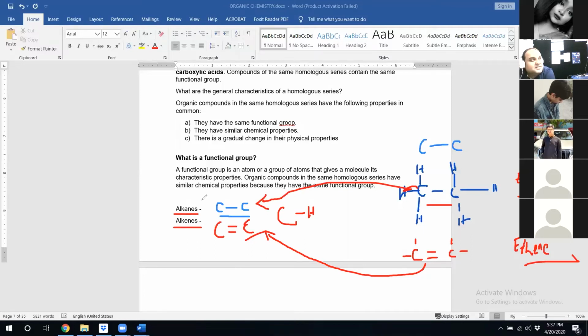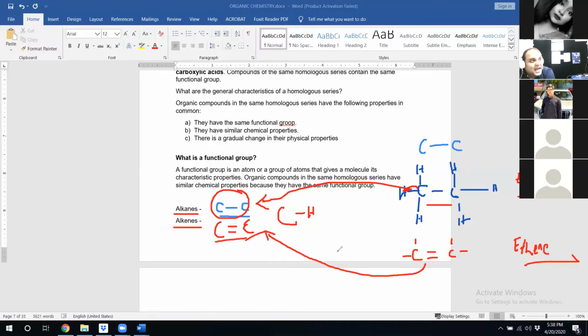So what are these carbon-carbon single bond and carbon-carbon double bond? These are the functional groups. So whichever compound has a carbon-carbon single bond is an alkane, or a carbon-hydrogen single bond is an alkane. Whichever compound has a carbon-carbon double bond is an alkene.